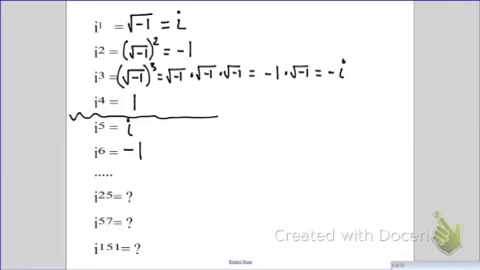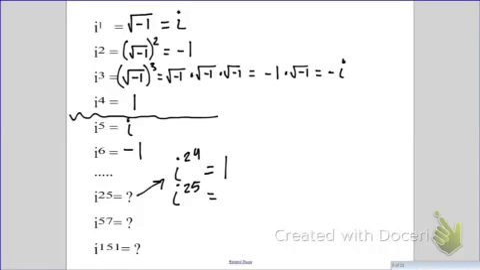So to figure out something as big as i to the 25th power, we need to figure out where it hits in that pattern. So what was the last multiple of 4 before 25? Well, there's i to the 24th, that's a multiple of 4. And then there's i to the 25th power. Well, since i to the 24th power is a multiple of 4, it's the same as i to the 4th power, which is equal to 1.